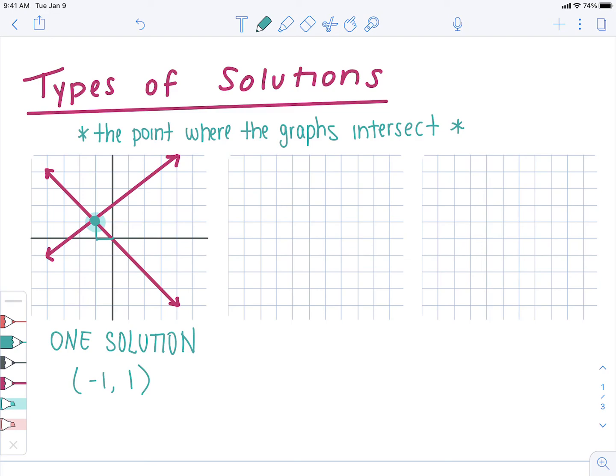So some of your questions today are going to ask you to look at graphs and decide how many solutions they have. If you see that they're crossing over each other, where they cross is your solution.